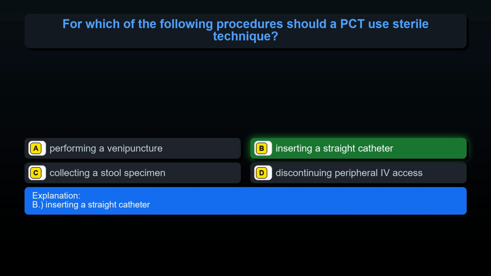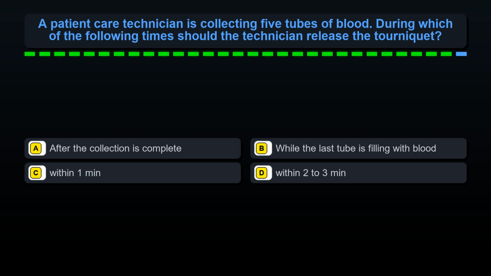Question 5. A patient care technician is collecting 5 tubes of blood. During which of the following times should the technician release the tourniquet? Option A. After the collection is complete. Option B. While the last tube is filling with blood. Option C. Within 1 minute. Option D. Within 2 to 3 minutes.